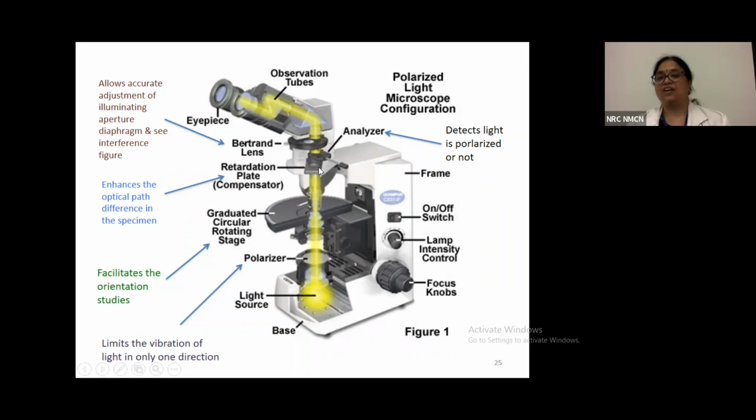And then we have a compensator or analyzer which is placed between the objective, and it enhances the optical path difference in the specimen. And sometimes we have this Bertrand lens also, which allows the accurate adjustment of the illuminating aperture of the diaphragm and see the interference figure.